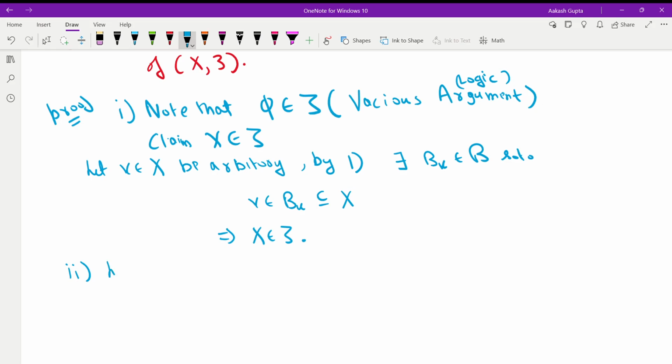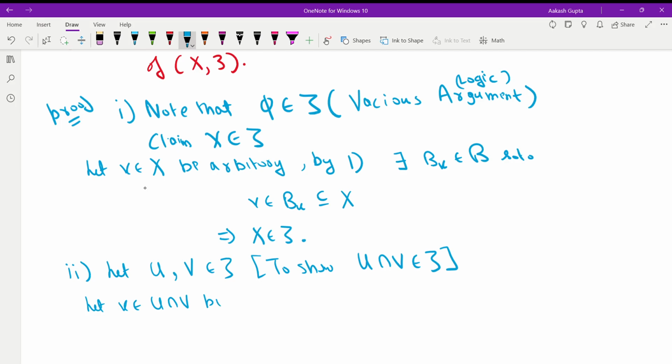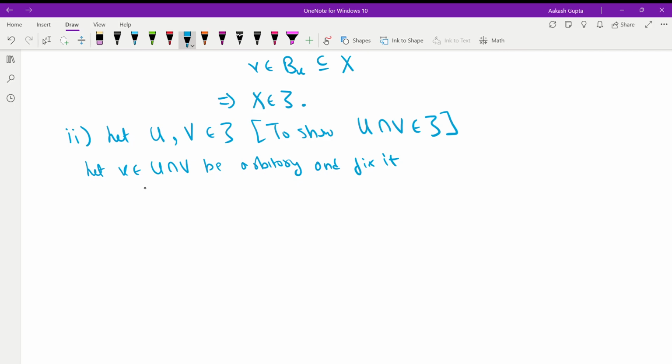So let us say U, V belongs to tau. What you have to show, guys? You have to show the intersection is there. So again, how will you start? You will start with a point. So let x belonging to U intersection V be arbitrary, and fix it, of course.